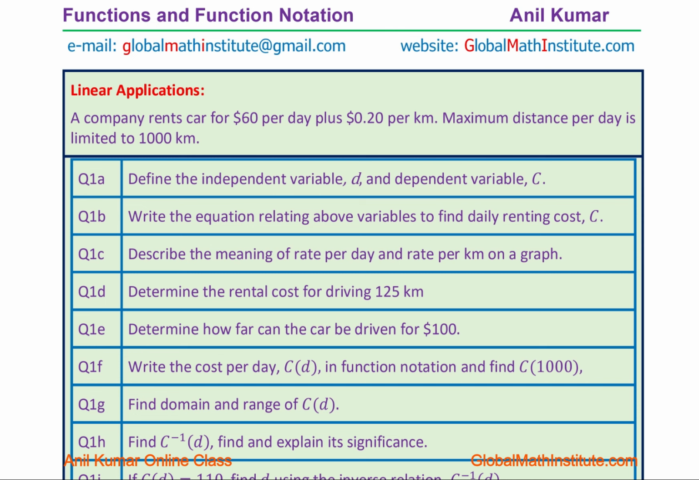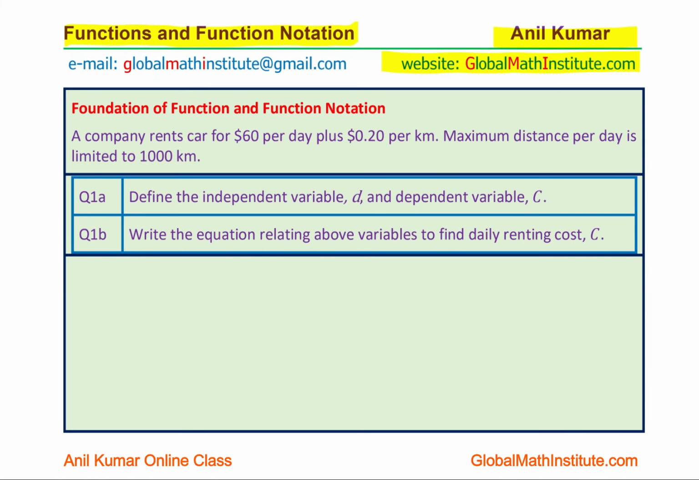So treat this as an introduction to functions 11. So let's begin with the basic concepts which you are very clear about, but we'll give it a second thought now. So we say a company rents a car for $60 per day plus 20 cents per kilometer. Maximum distance per day is limited to 1,000 kilometers. Question 1A. Define the independent variable D and dependent variable C.